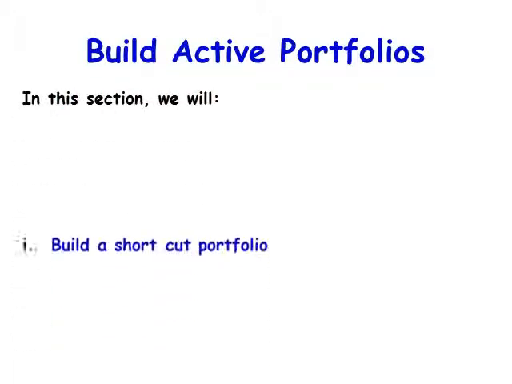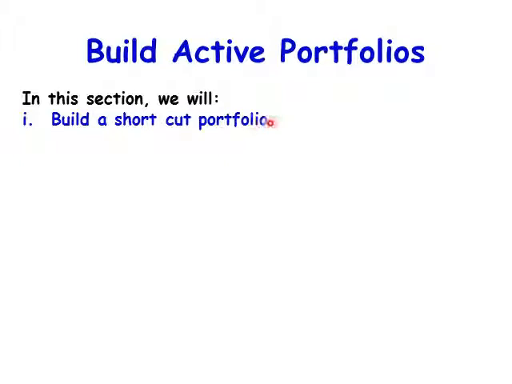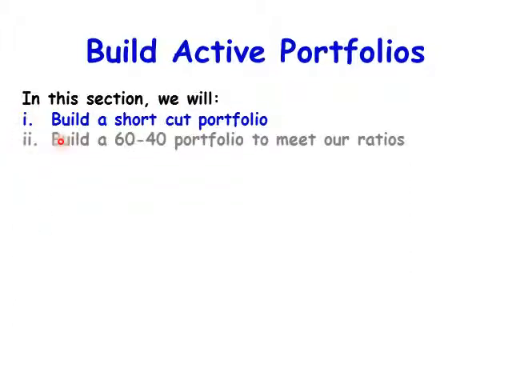Let's continue with building portfolios here. In this section we will build a shortcut portfolio, and then in a later section we'll build a 60-40 portfolio to meet our ratios. Then we'll dry run the portfolios built so far, these two portfolios. Okay, let's continue. Let's do a shortcut.